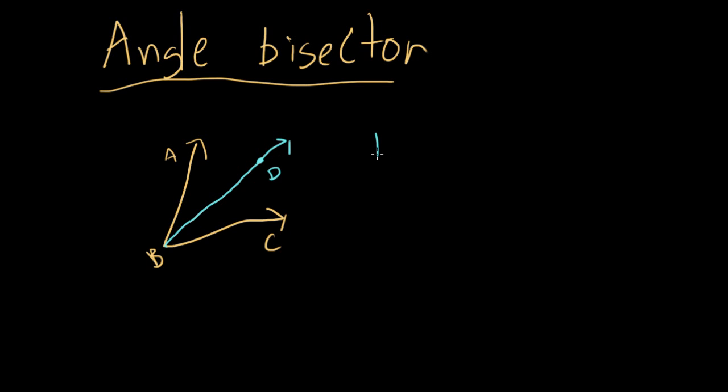That's a D, maybe BD is an angle bisector. And what it does is it divides the angle into 2 congruent parts. And I don't think I mentioned this last time, but the little arcs like this mean congruent. So whenever you see that, that means that those are the same.